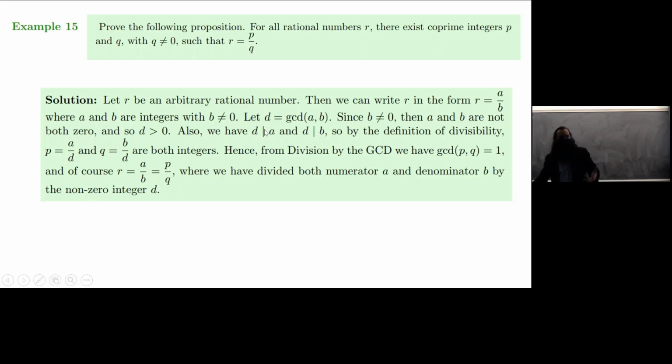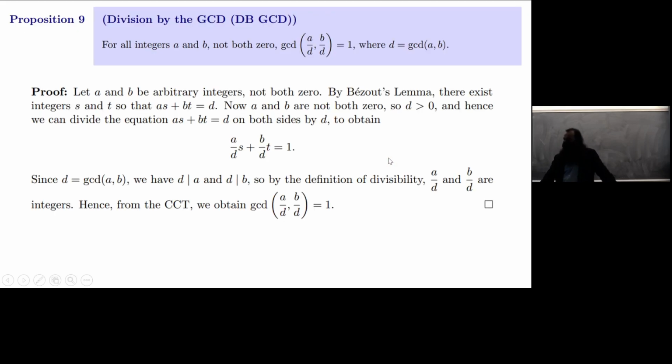It's the greatest common divisor. So it divides A and it divides B. That's by the definition of divisibility. We have P equals A over D and Q equals B over D. And so from division by GCD, the theorem we just proved, we take A and B, we divide them by the GCD, and we get something co-prime.